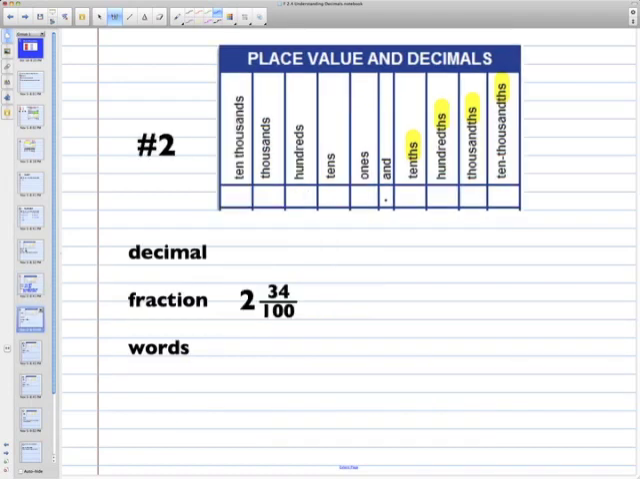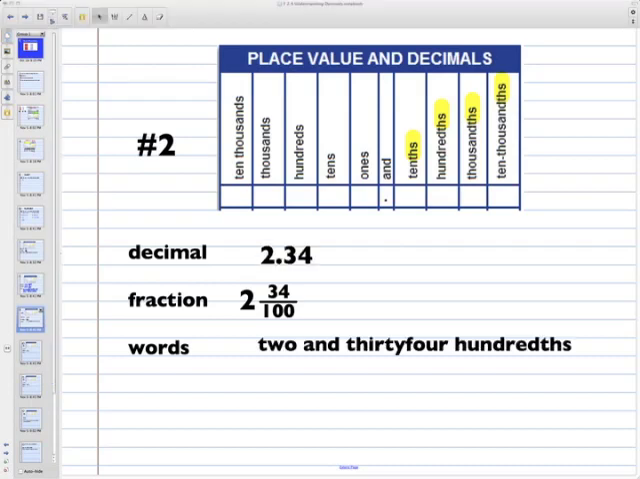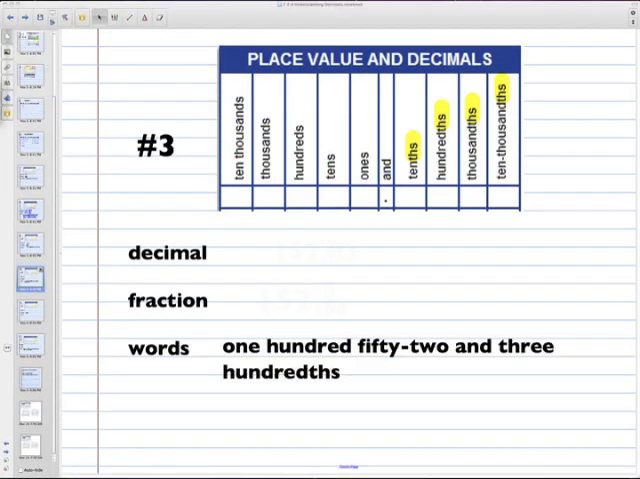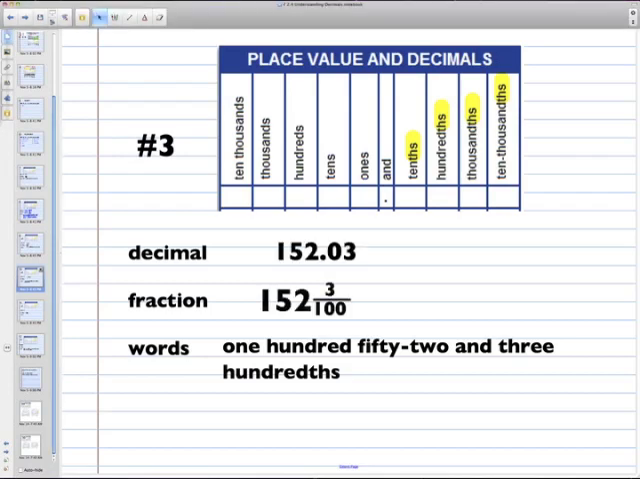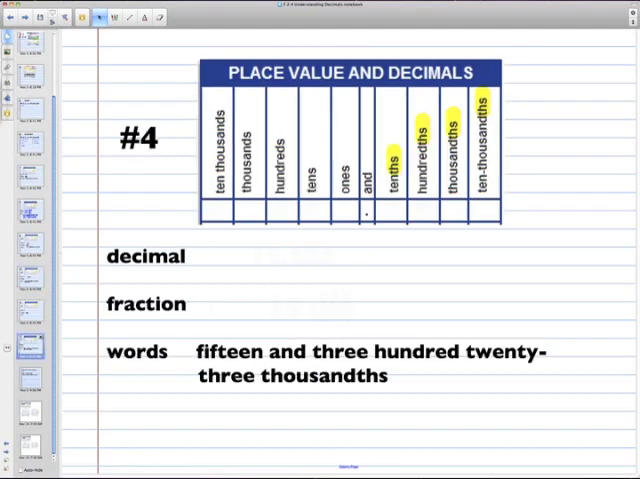In your math notebook, complete problem number 2 by finding the decimal and writing it out in words. When you're ready to check your work, press play. Write the following decimal and fraction for problem number 3. When you're ready to check your work, press play. And one more. Again for number 4, write the decimal and the fraction, and when you're ready to check, press play.